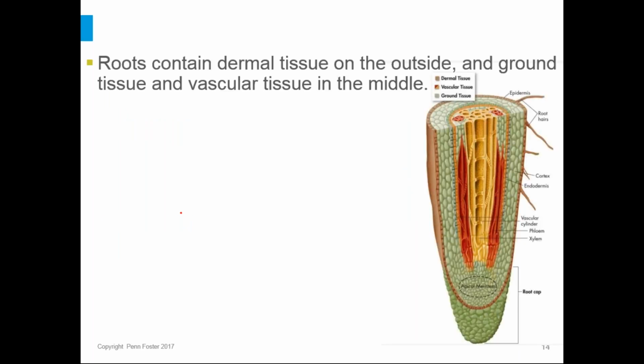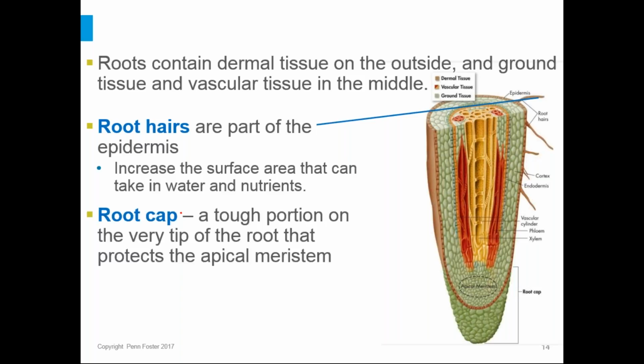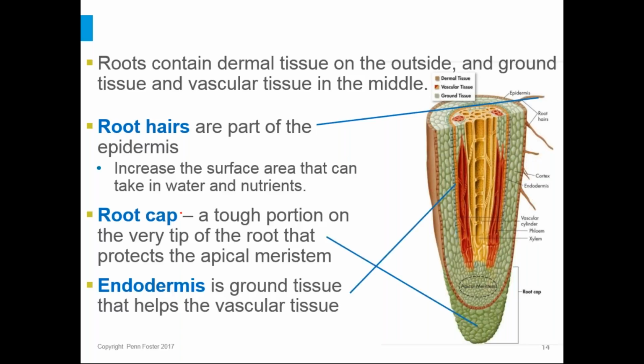And we can look at the anatomy of a root. Roots contain dermal tissue on the outside and ground tissue and vascular tissue in the middle. Root hairs are on the epidermis. They increase the surface area that can take in water and nutrients. So they're just more dermal tissue to soak things up. A root cap is a tough portion on the very tip of the root. Its job is to protect the apical meristem as it grows, just to add a layer of protection that's really tough, and it protects it as the root shoves its way through the soil.